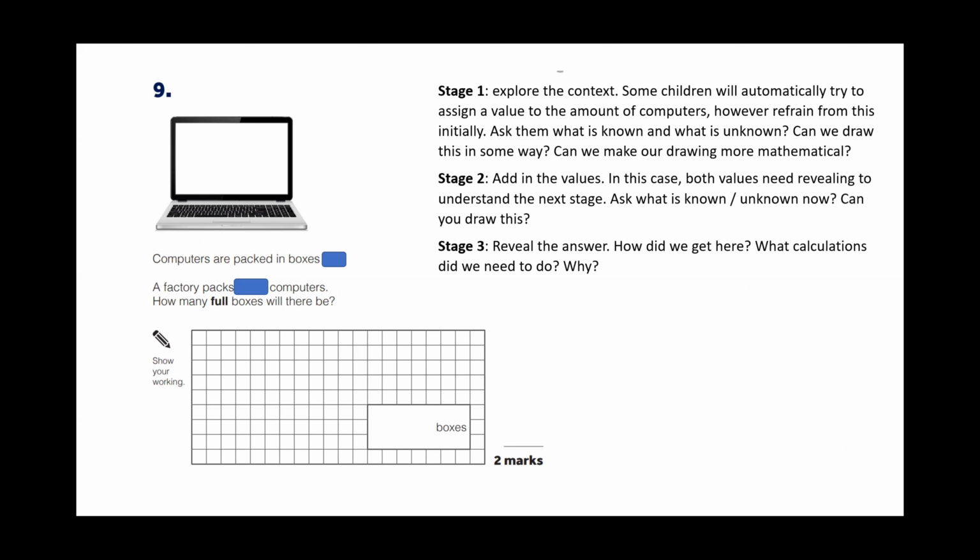Many children may struggle to represent this information in a drawing, so can they picture it in their heads? A quantity of computers are being put into equal groups in boxes. Now, can they think how that could be represented? Careful thought has to be given to which value you reveal first in this question. Revealing how many computers are packed in each box starts to give some structure, as they now know we are working with equal groups of 8.